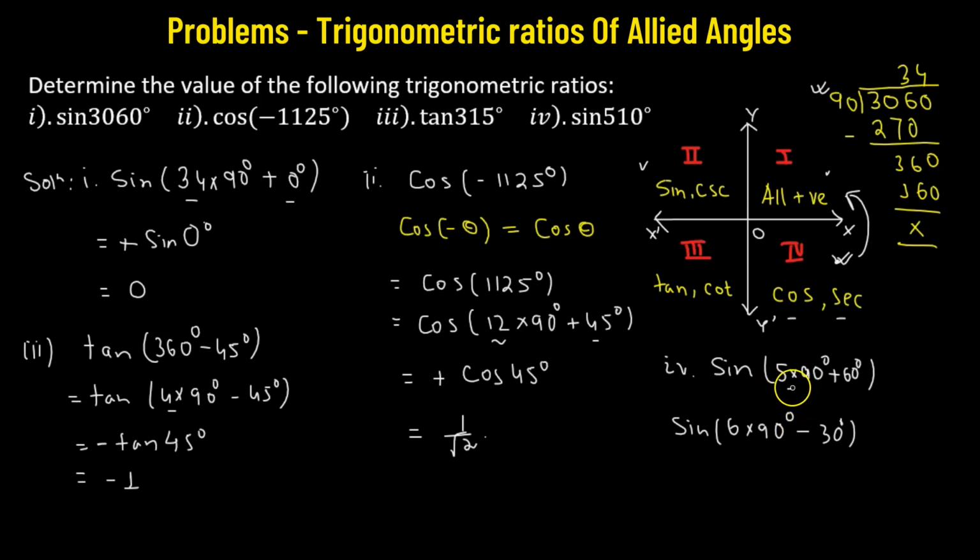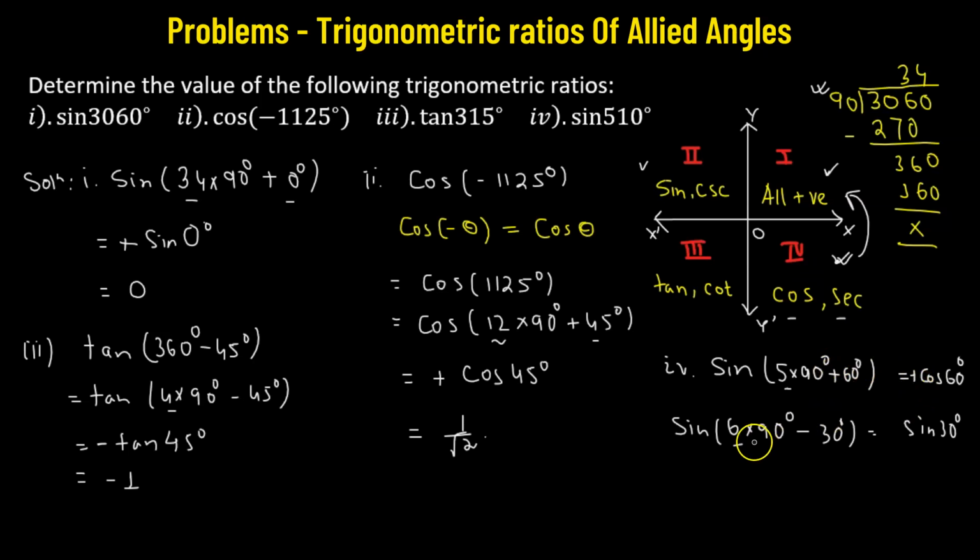So here we have an odd multiple of 90 degrees, so sine must change to cosine. So we have cosine of 60 degrees. And in the other case, we have an even multiple of 90 degrees, so sine will stay as sine. So we have sine 30 degrees. Now coming to the sign. 5 times 90 means we are in the fifth quadrant, which is the first quadrant only, and we're adding 60 degrees to it. Adding 60 degrees means it takes us to the second quadrant where sine and cosecant are positive. The final value is going to be positive.